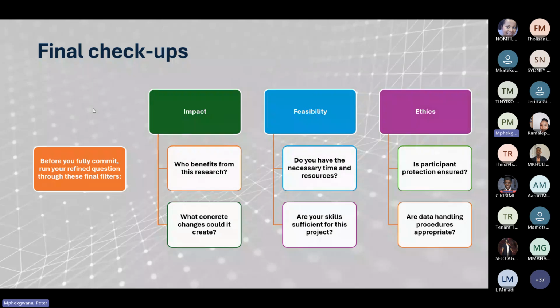Before you commit to saying I'm doing this research, you have to think about the impact. Who benefits from this research? What concrete changes could it create? You also have to think about the feasibility. Do you have the necessary time and resources to do this research? Do you have sufficient skills to carry it out? If you're going to do lab work, do you have sufficient skills? If you're going to do interviews, do you have sufficient skills to conduct them? If you're going to do data analysis, do you have sufficient skills to run it?